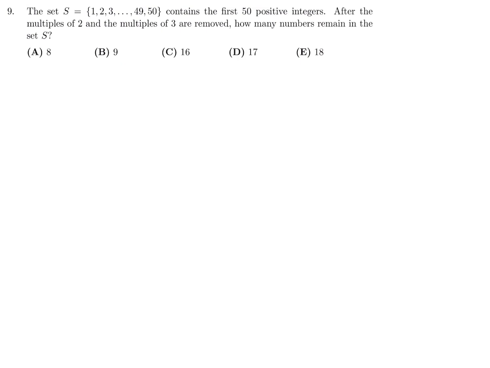The set 1 to 50 contains the first 50 positive integers. After multiples of 2 and multiples of 3 are removed, how many numbers remain in the set? Well, there's a long way and a short way. I'll show you the short way. There's 50 numbers, right? You have to subtract from that all the multiples of 2. So it would be 50 divided by 2. And you take the integer value. Then you also have to take away all the multiples of 3. So 50 divided by 3, the integer value.